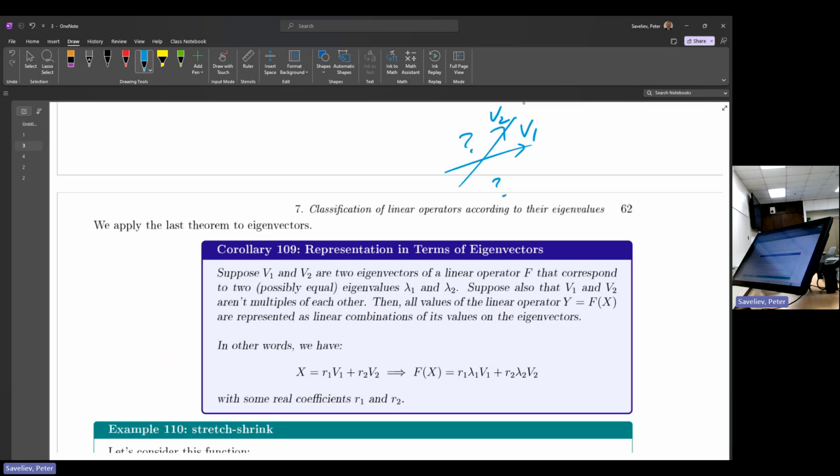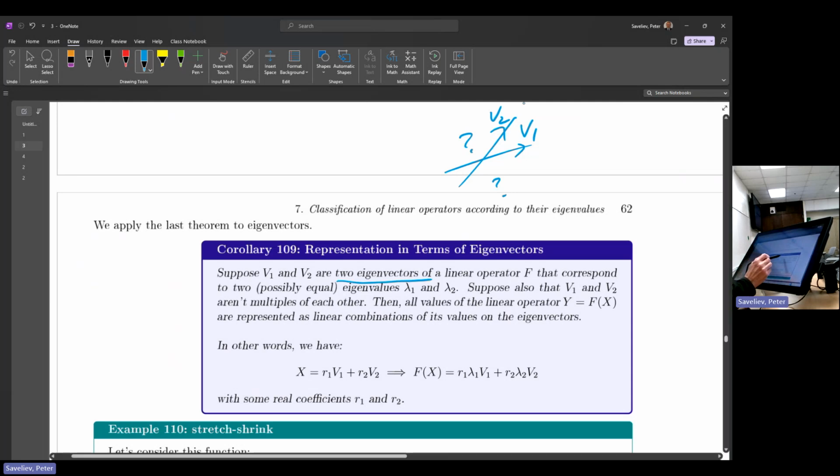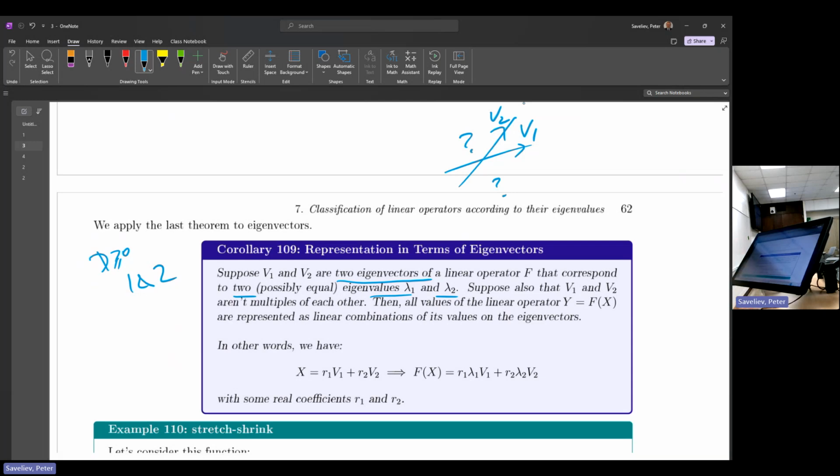Okay, so let's just read it out. We have two eigenvectors of a linear operator that correspond to two possibly equal eigenvalues lambda 1, lambda 2, so it's case 1 and 2. The discriminant is either positive or equal to 0. Suppose v1, v2 aren't multiples of each other, so they look like that picture up there. Then the behavior on the lines is clear.